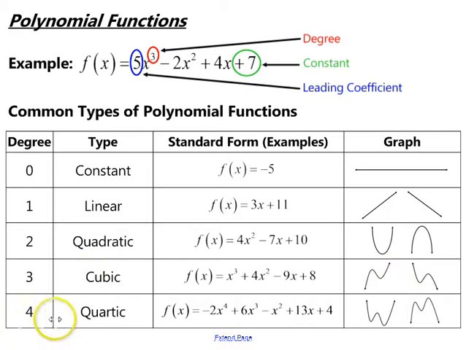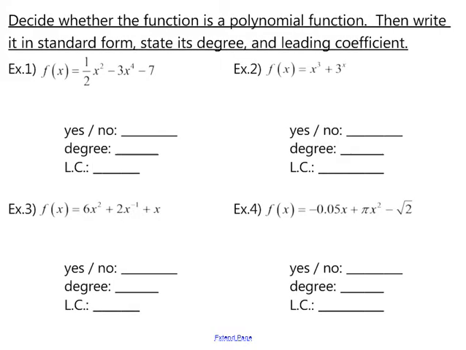A degree of 4 is called a quartic function, and again, you're going to have an exponent of 4, so you have an x to the 4th term, and this graph is either going to look like a W or kind of like an M. Here we need to decide whether it is a polynomial function, write it in standard form, and state its degree and leading coefficient.